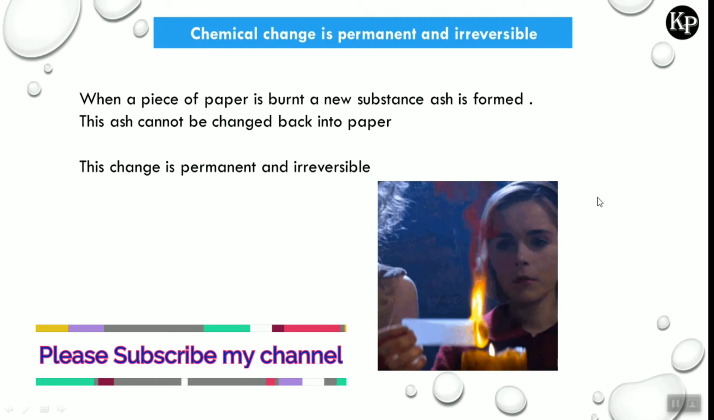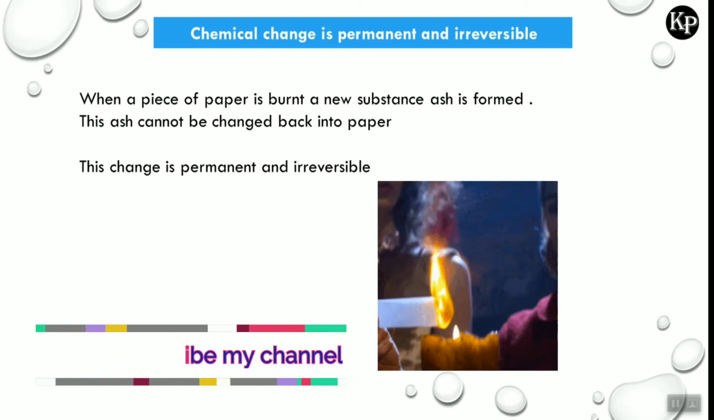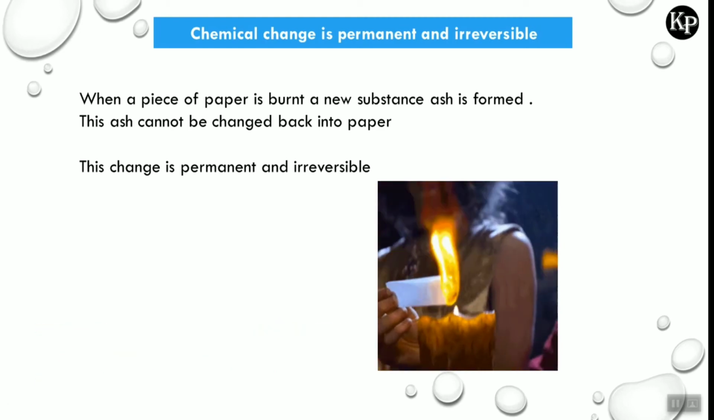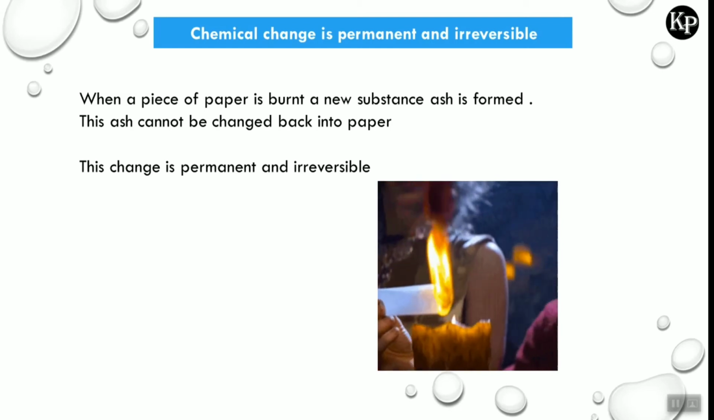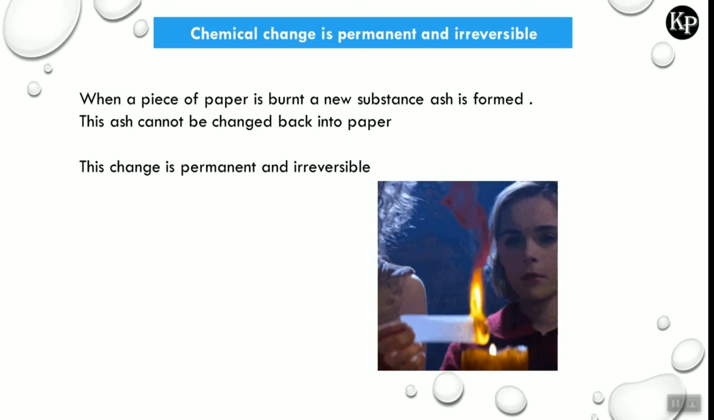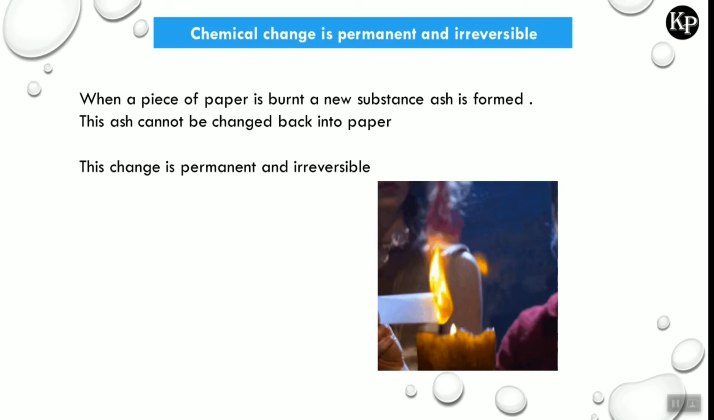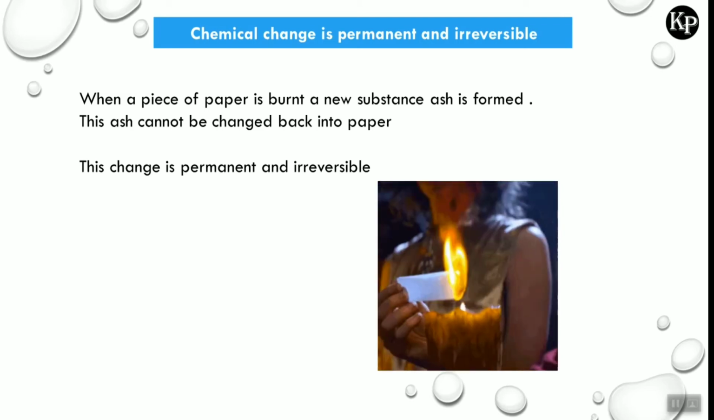Chemical change is permanent and irreversible. When a piece of paper is burnt, a new substance, that is ash, is formed. This ash cannot be changed back into paper. So this change is permanent and irreversible, which we cannot reverse.